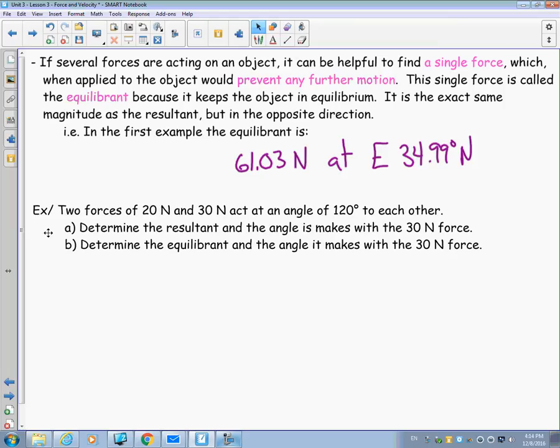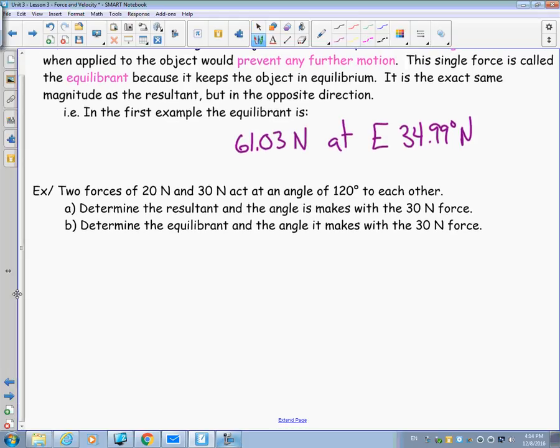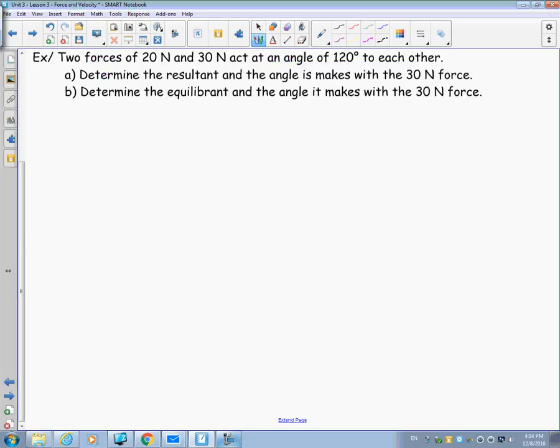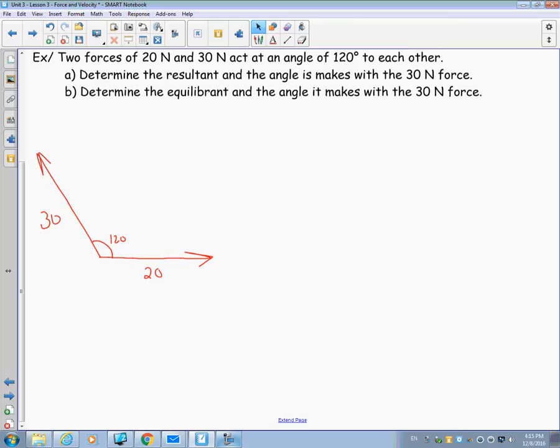And let's try an example of one of these. We have two forces of 20 and 30 newtons making an angle of 120 degrees to one another. I want to figure out the resultant and the angle it makes with the 30 newton force, and then do the same thing but with the equilibriant. So let's start by drawing. I've got force 1, it's 20. Force 2, it's 30. I know there's an angle of 120 between them. To do resultants, I have to do vector addition. I don't have vector addition right now. They're tail to tail. So I have to complete the parallelogram. My resultant goes up the middle.